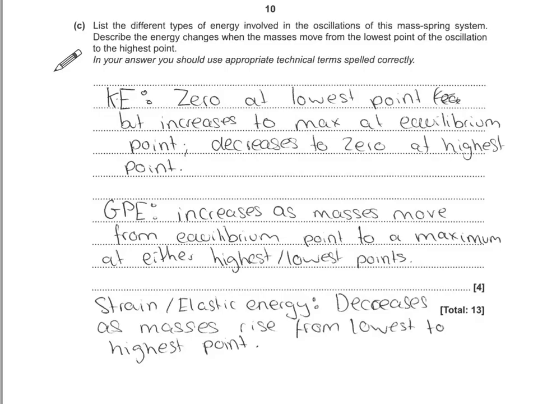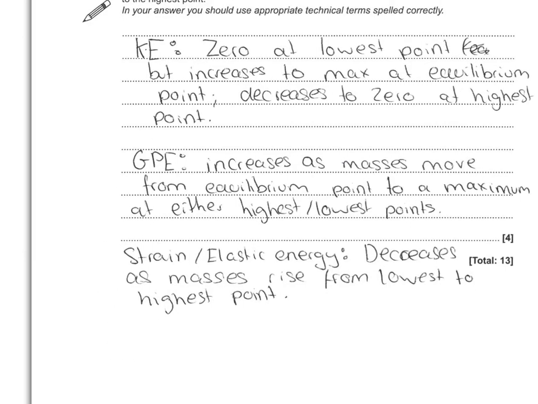Now you want to list the different types of energy in oscillations of this mass spring system. This was shown in the second slide of the presentation, whereby the kinetic energy is 0 at the lowest point, but increases to a maximum at equilibrium position because it has a maximum velocity there. But the potential energy is maximum at the extremities, because at the extremities kinetic energy is 0. You have strain elastic energy as well, which decreases as the masses rise from the lowest to the highest point.